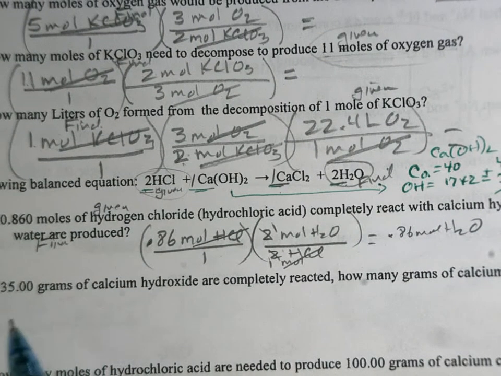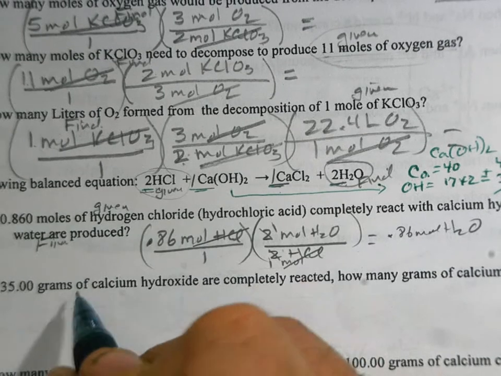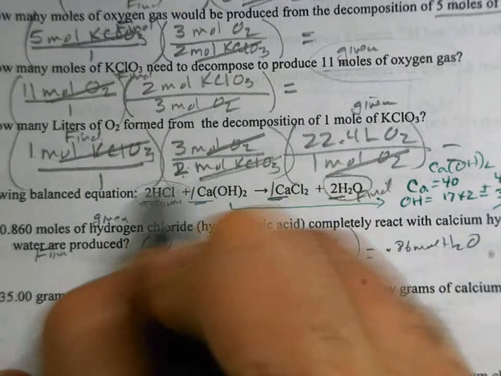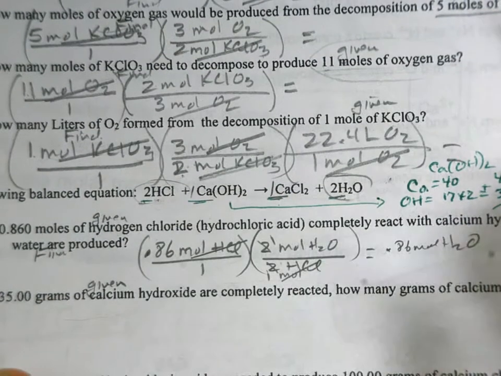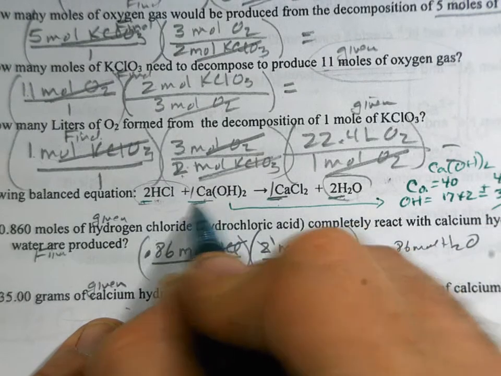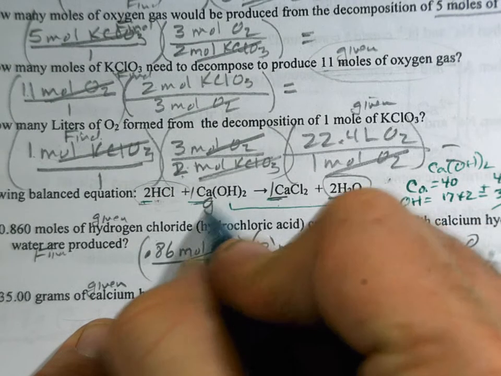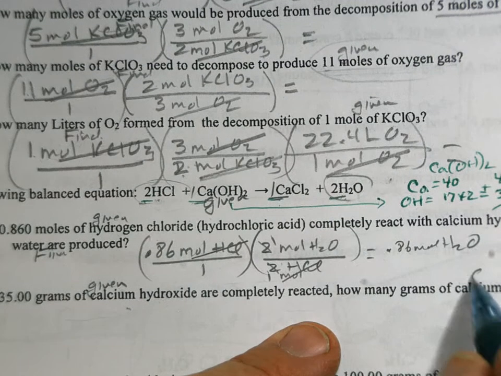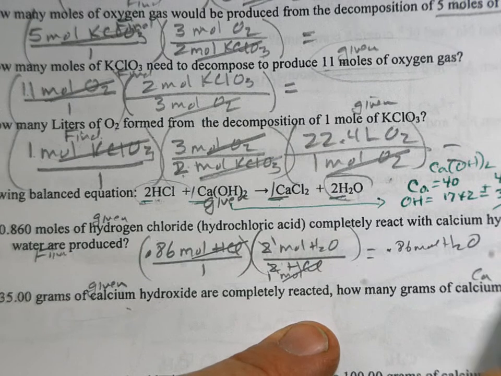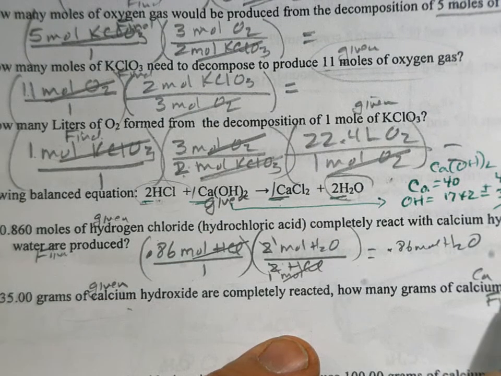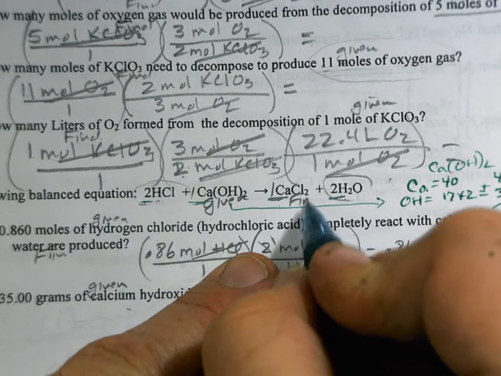Okay, the next one. If 35 grams of calcium hydroxide are completely reacted, that's our given. Now I'm going to come back up to the equation before and erase where I wrote given and find on those. So now the given is calcium hydroxide. How many grams of calcium chloride? Calcium is Ca, chloride is Cl, and there's the 2, CaCl2. This is what we're trying to find, and I'm going to label that find up there.